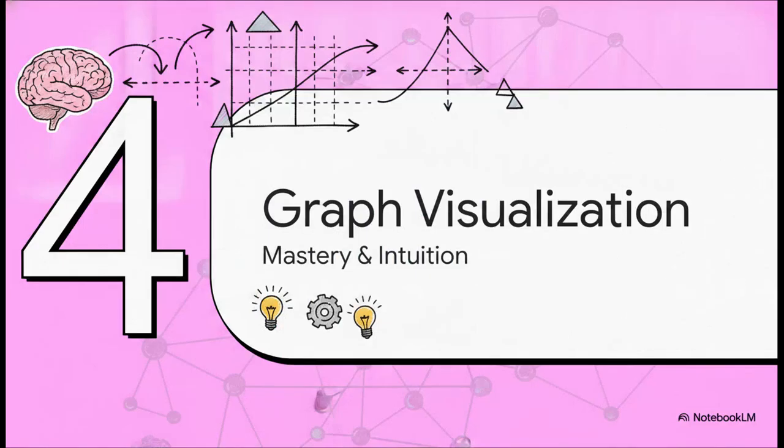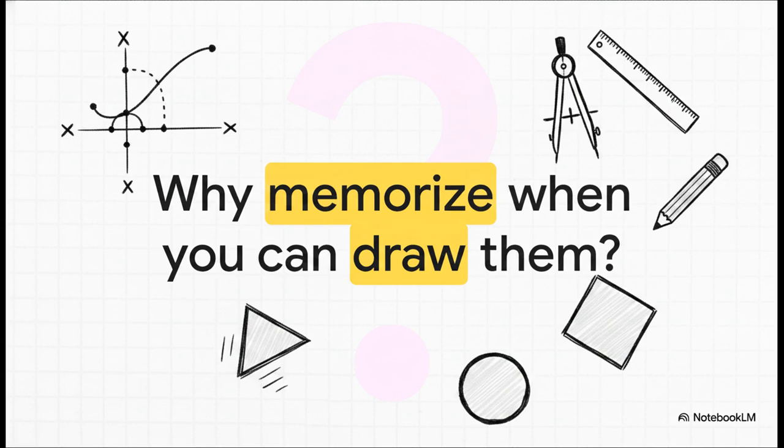Okay, section 4, graph visualization mastery. This is where the magic happens. Here is a question I ask all my classes. Why do we blindly memorize complex equations when we can just draw them? The best exam strategy dictates that if you are ever stuck on a coordinate geometry problem during the exam, stop calculating immediately. Literally, put down the algebra and start sketching. Draw the axes, plot the points, rough out the curve, let the visual guide your math.